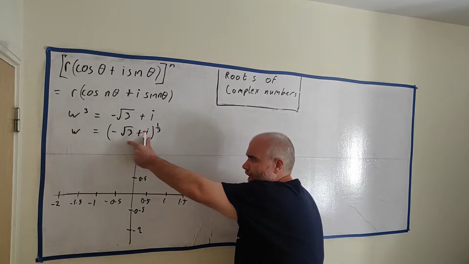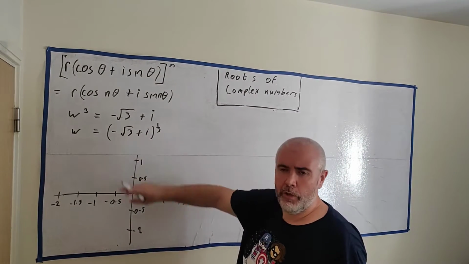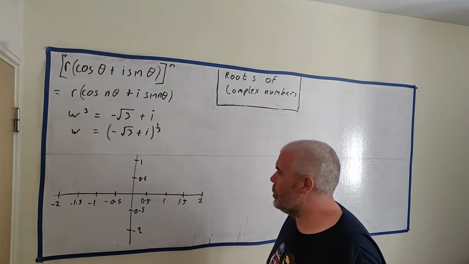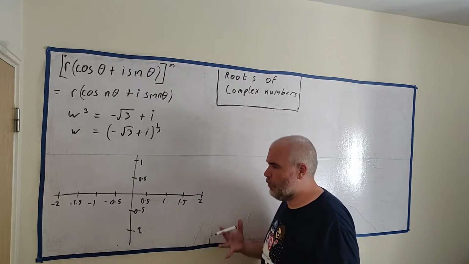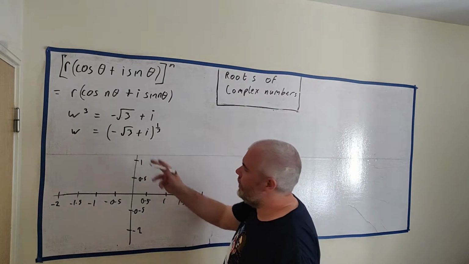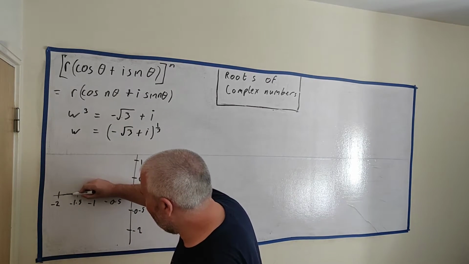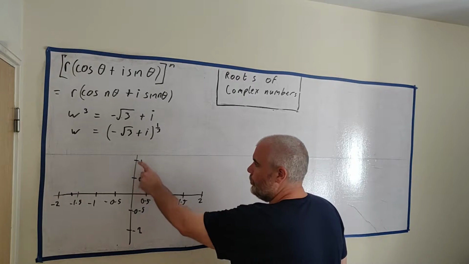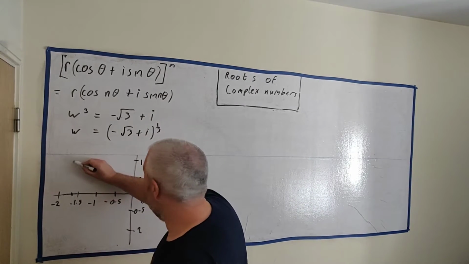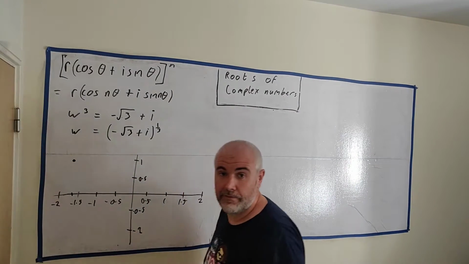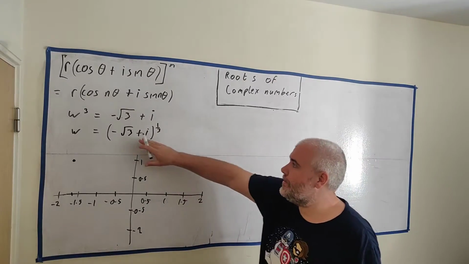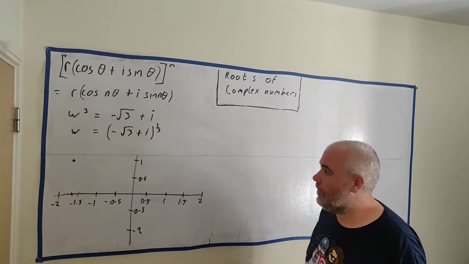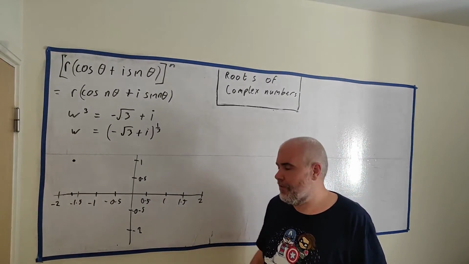Now let's draw this guy. Minus square root of 3. If you look up square root of 3, you'll find something like 1.7, so minus 1.7, somewhere around here, let's say. And then plus i, that's plus 1 up here. So we get a point over here. That's what this point looks like in rectangular form. Well, it looks the same in every form.